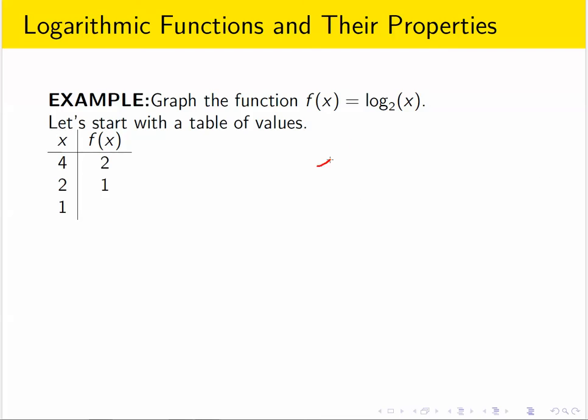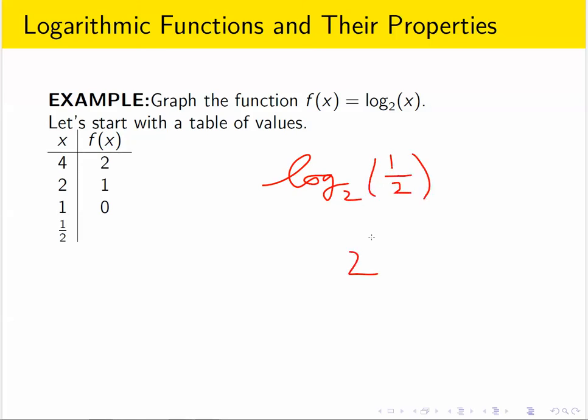Suppose I want log base 2 of 1. So what power of this number gives me this number? And the right exponent to fill in is a 0. How about log base 2 of 1/2?